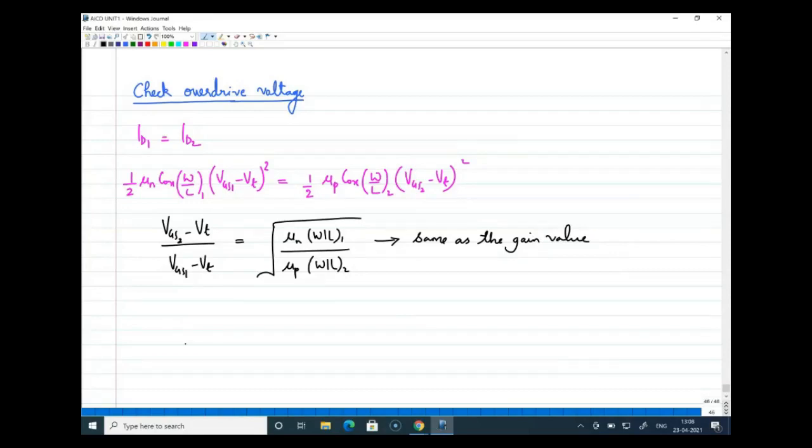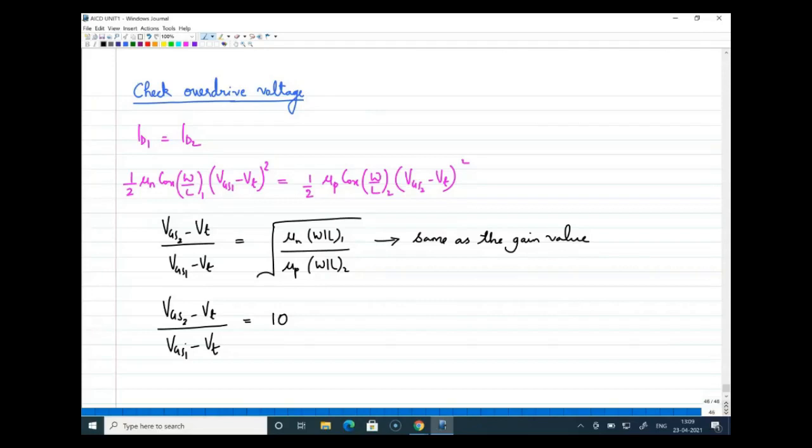All right. So the ratio of overdrive voltages is also equal to the gain value. What is the meaning of that? I have assumed a gain value of 10. Now I can write VGS2 minus VT divided by VGS1 minus VT is equal to 10. Right. If I am considering a gain of 10, the ratio of overdrive voltages will be equal to 10.